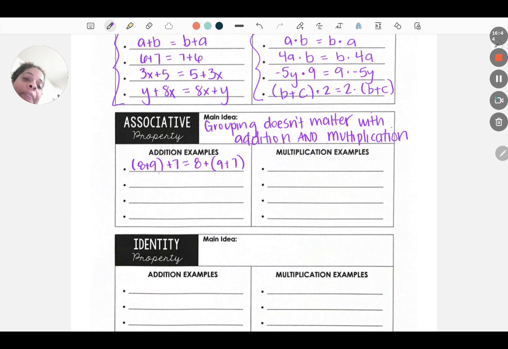So you have 8 plus 9 is 17, and 17 plus 7 is 24. And let's try it over here. In parentheses, 9 plus 7 is 16, and 16 plus 8 is 24, right? So we can group things together and still get to the right answer.